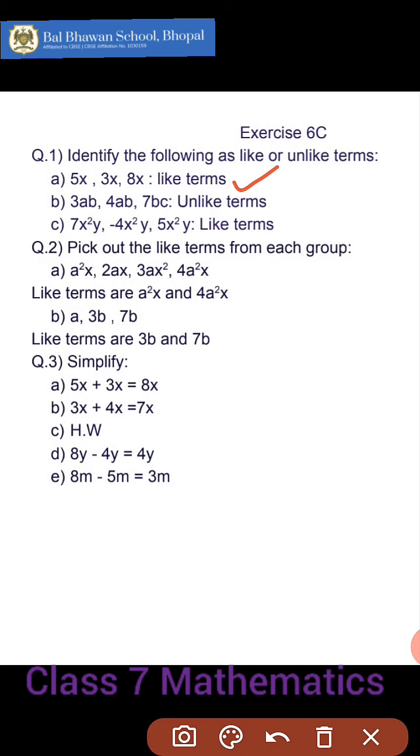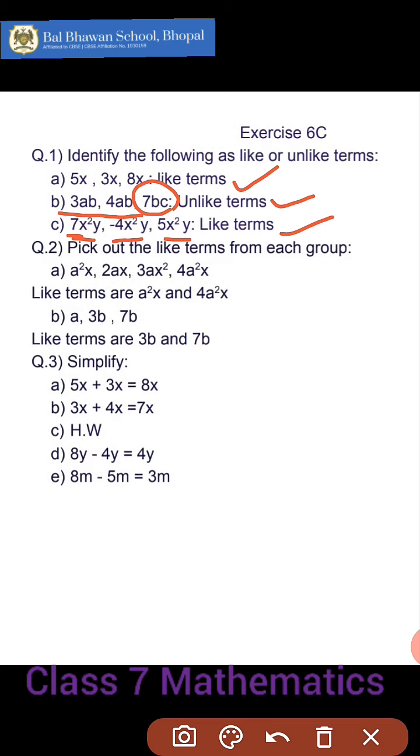Next one, 3ab, 4ab and 7bc. So here we can see ab is common in the first and the second term, but it's not present in the third term. So these terms are unlike. Next one, 7x square y, minus 4x square y and 5x square y. All the three terms are having x square y in common. So they are like terms.